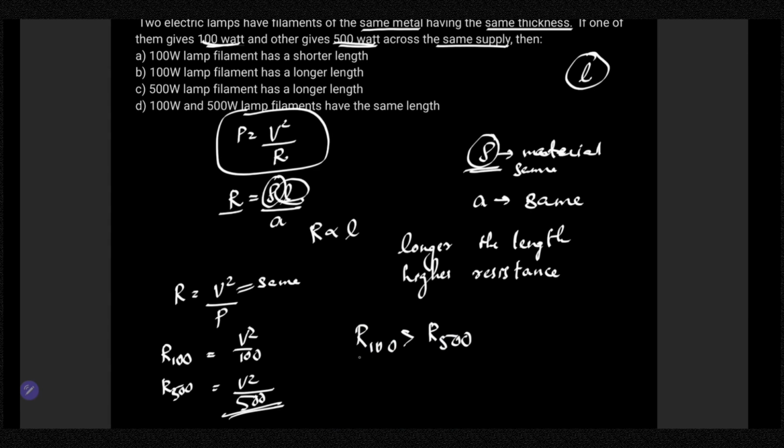So R100, the resistance of the 100 watt bulb, is higher and hence it will have a longer length. So answer B is correct. Whenever you get confused with such questions, think of the equations that relate to whatever we have in the question. Here it is about length. Then think about the equations we know about power, voltage, resistance and length, and you'll get to these two equations. Use your ideas and then you will find the answer. That's it.